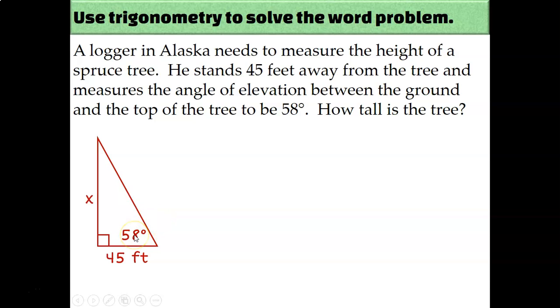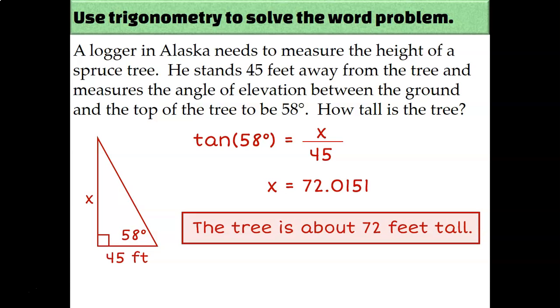In relationship to the 58-degree angle, the 45-foot side is adjacent, and x is opposite. So since I am looking for opposite and adjacent, that means I need to use tangent. The tangent of 58 degrees would be equal to the opposite over the adjacent, x over 45. To solve, I'll multiply both sides by 45, and I find out that the spruce tree is about 72 feet tall.